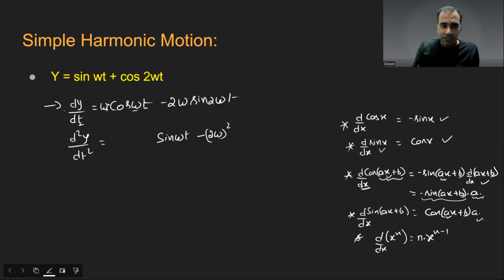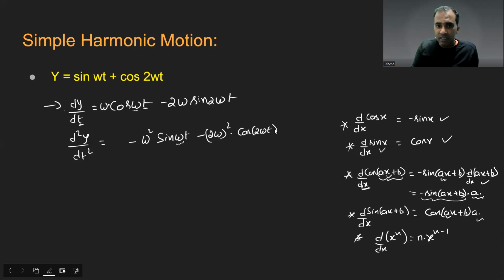Next, again, differentiation, omega cos omega t. Differentiation of cos is minus sine. And whatever is the constant available inside, that will come outside. So already omega is there, another omega will come outside, it will become omega square. Sine 2 omega t differentiation is cos 2 omega t. In place of a, we are having 2 omega.